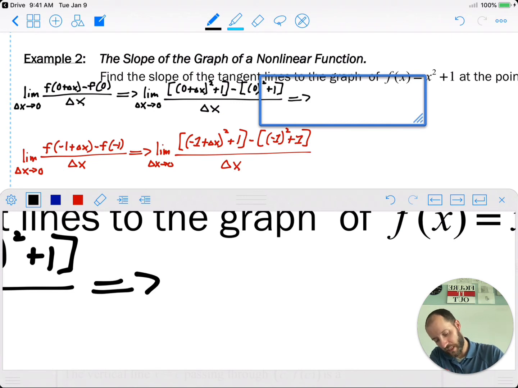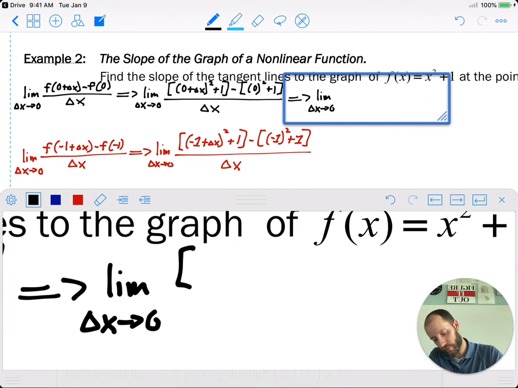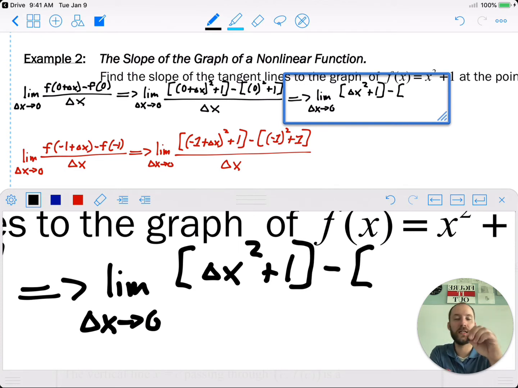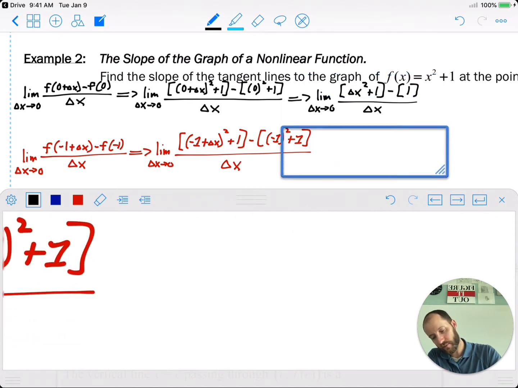So now just keep simplifying. The limit as delta x approaches 0 of delta x squared plus 1, minus the second set of brackets, 0 squared plus 1, just 1, all over delta x.